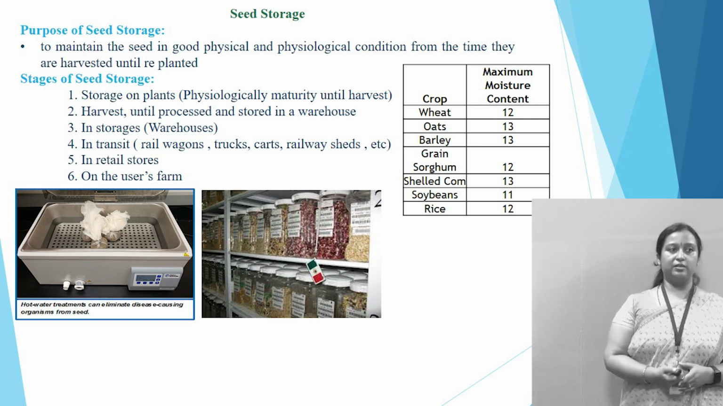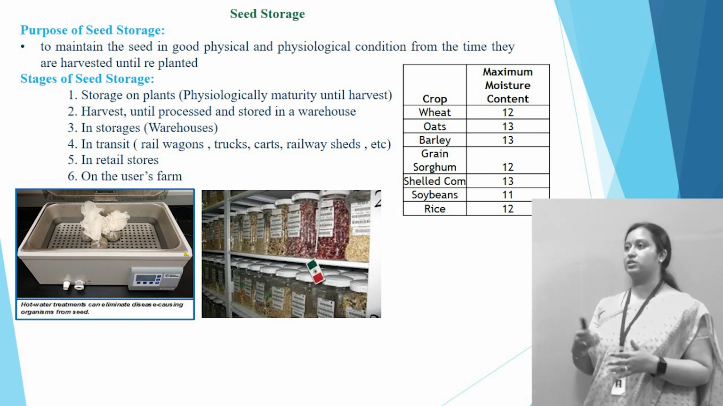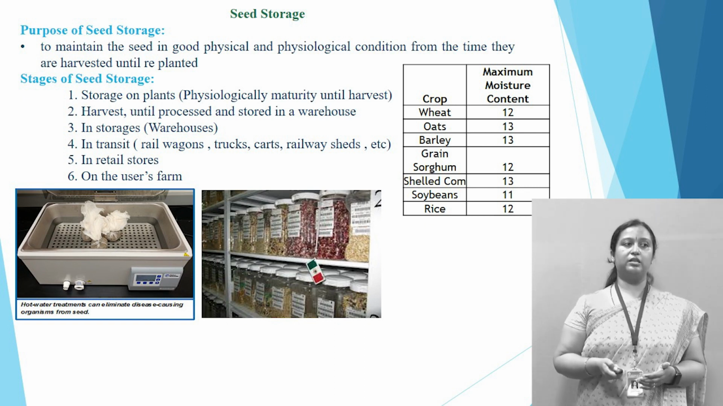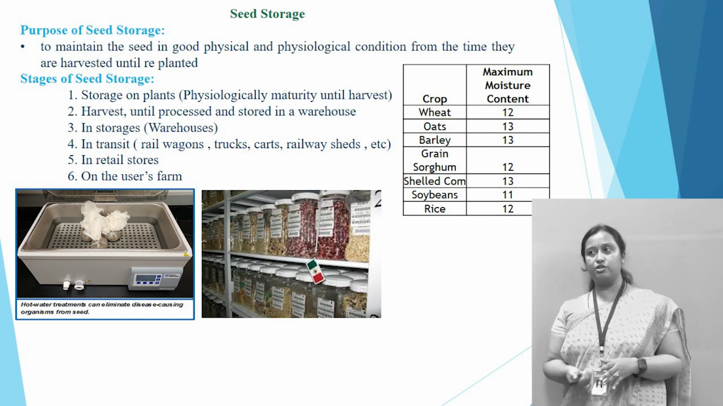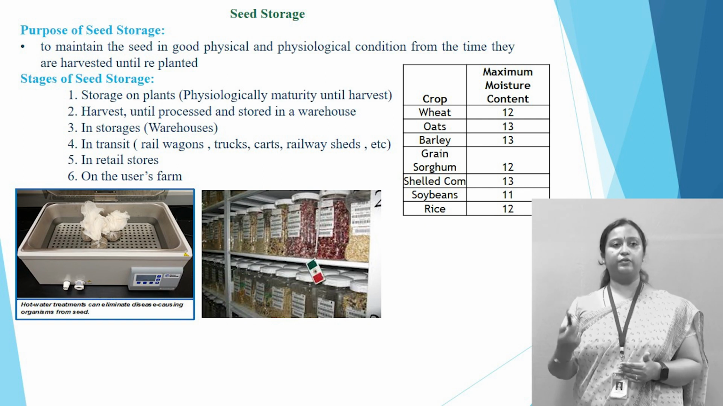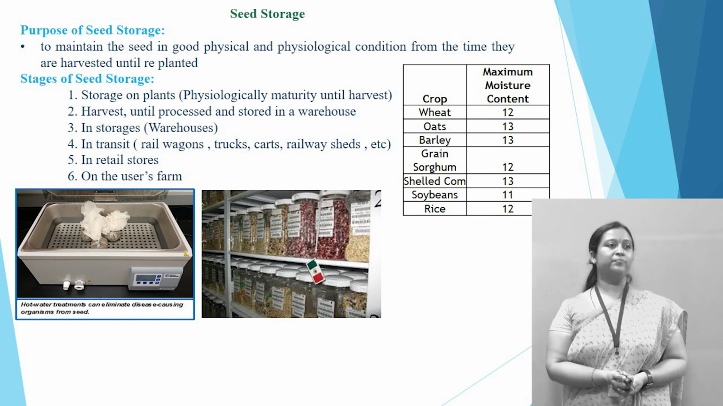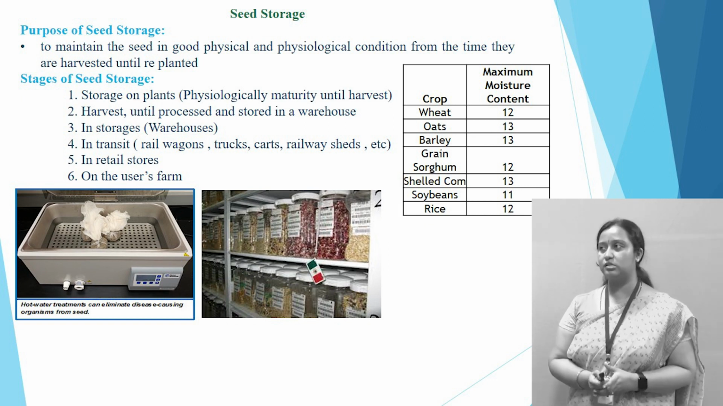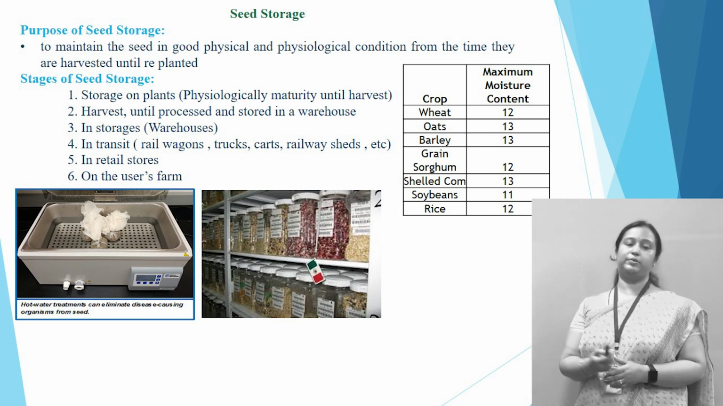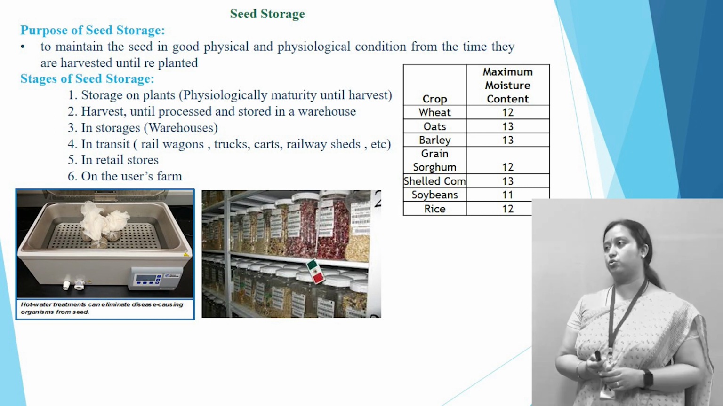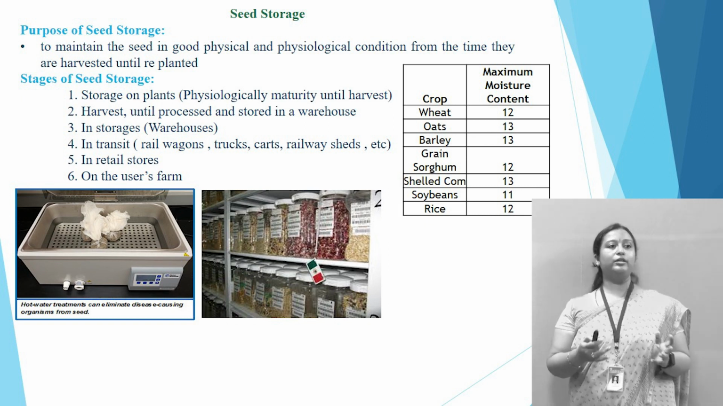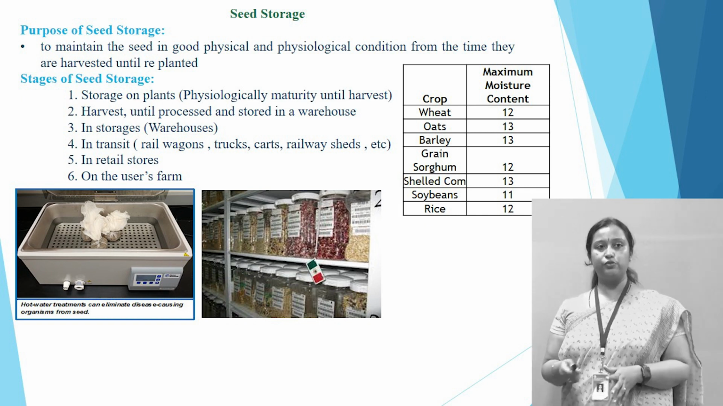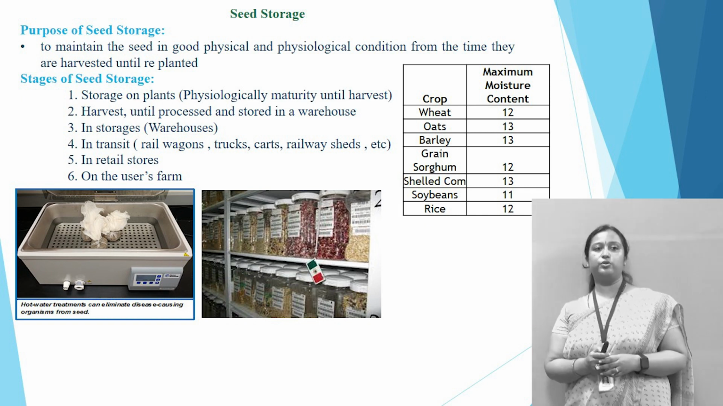In transit, for example, rail wagons and trucks, when we want to transport the seed to different regions, we store the seed in transit, which is again short term. Depending on the distance, it will be stored for a number of days. In retail stores, the seeds are stored temporarily until the consumer purchases them and they reach the proper destination. On the user's farm, again, as the next season arrives, the farmer is ready to store them. The seeds are stored on the user's farm.